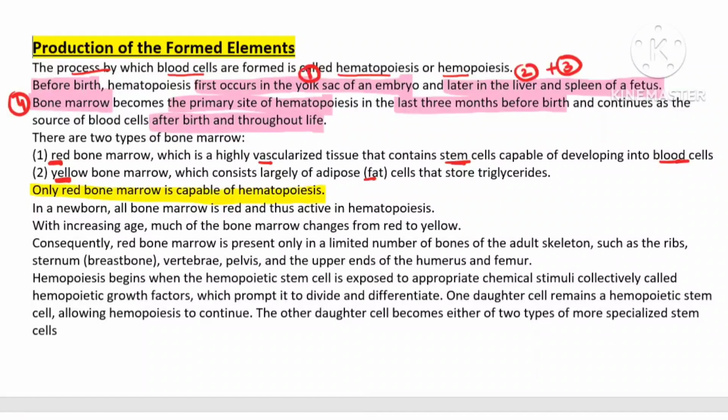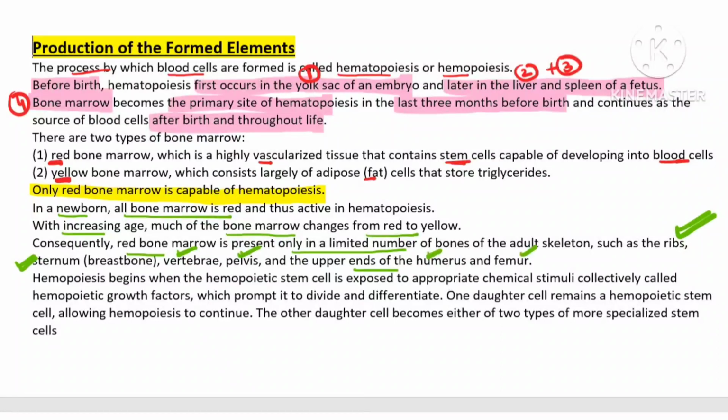If you see the young one which is born, in the newborn, all bone marrow is initially red in color. With increasing age, the bone marrow changes from red to yellow. So red bone marrow is present only in a limited number of bones in the adult, for example, in the ribs, sternum, vertebra, pelvis, and upper end of humerus and femur bone.